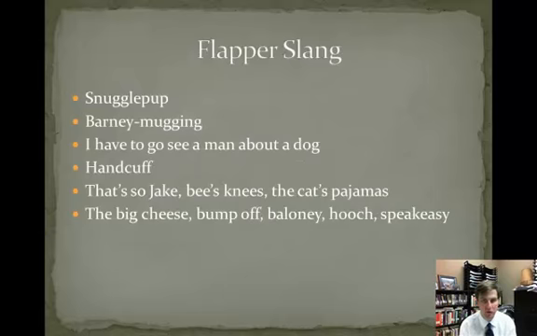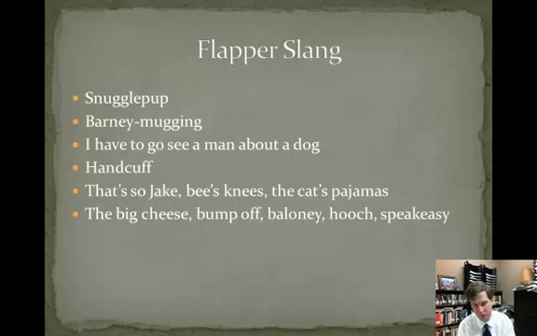Now, they even had their own slang. A snuggle pup was a guy that went to one of these petting parties, and so things would happen there. And then, of course, they might be involved in Barney mugging at a petting party, which I'll let you use your imagination for too. If they had to go see a man about a dog, that meant they had to go get a drink. A handcuff was a wedding ring. They would say things like, "That's so Jake," "That's the bee's knees," "That's the cat's pajamas."